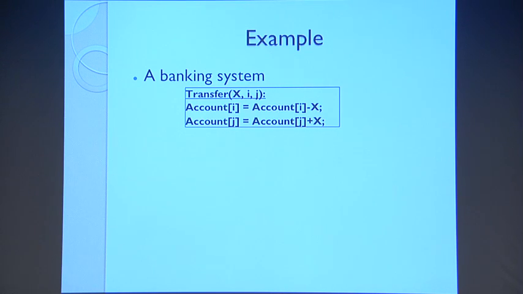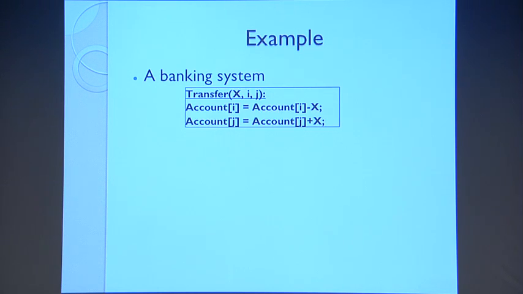So let's take an example. We'll start with this example, and it will follow us through the lecture today. Let's think of a banking system, and we'll look at a single operation, called transfer, which transfers X dollars from account I to account J. If I told you to do this, you'd probably write something like this in your code. You'll read account I, decrease X from it, and store it into account I again, and read account J, increase it by X, and then store it again into account J.